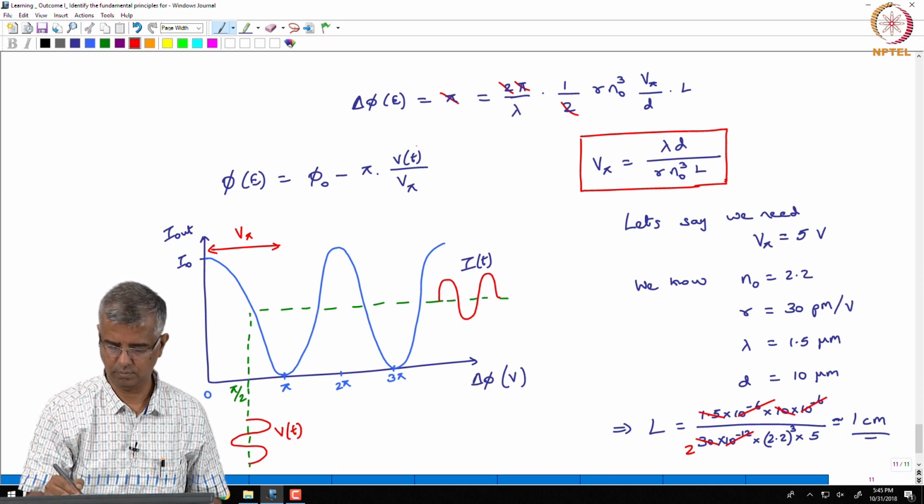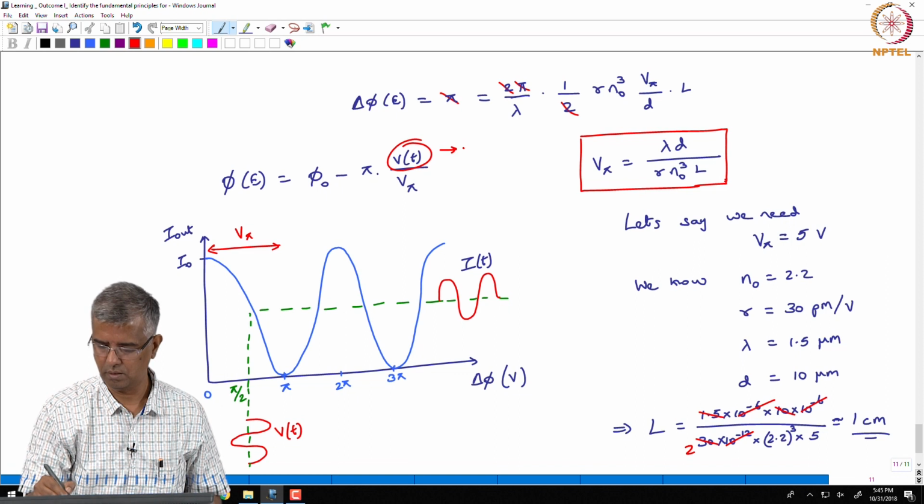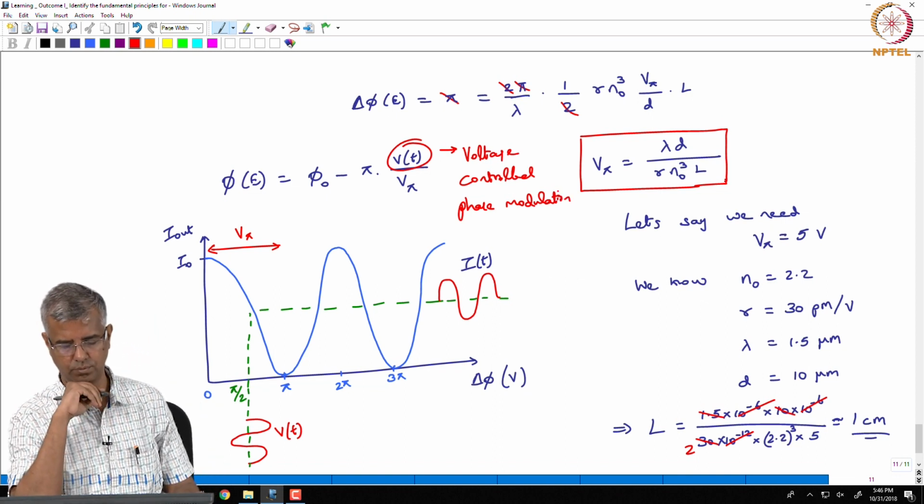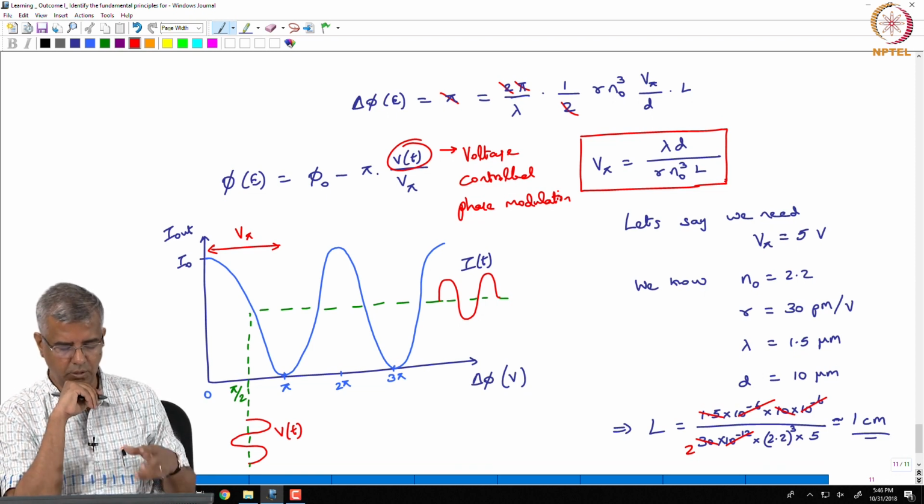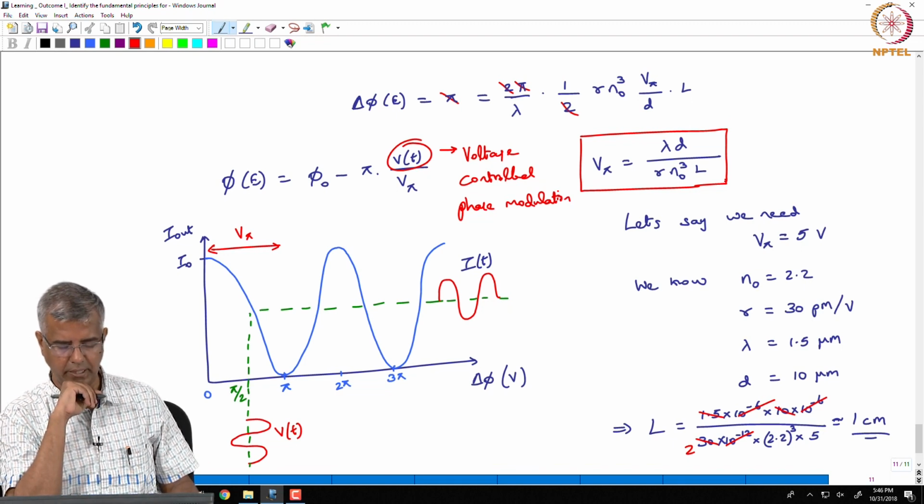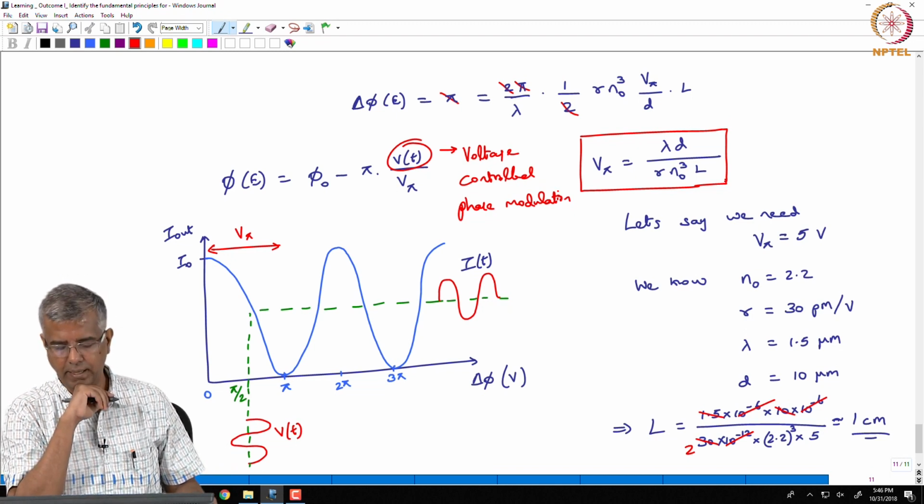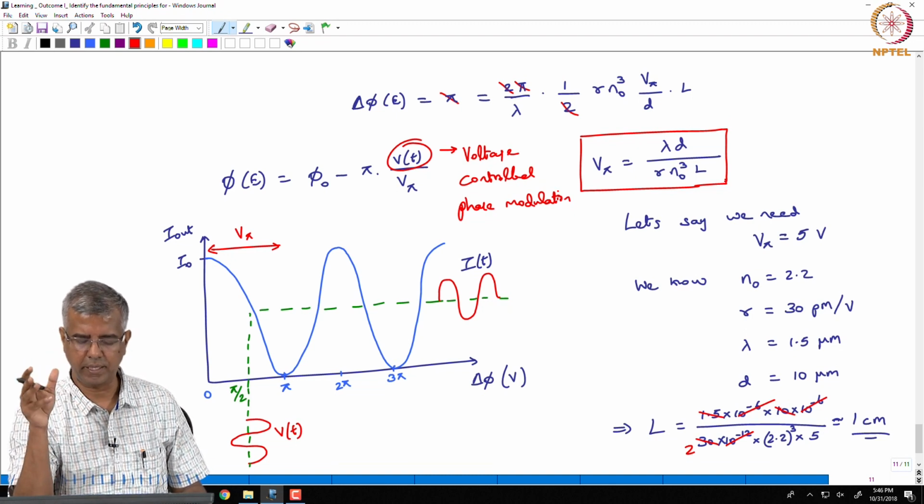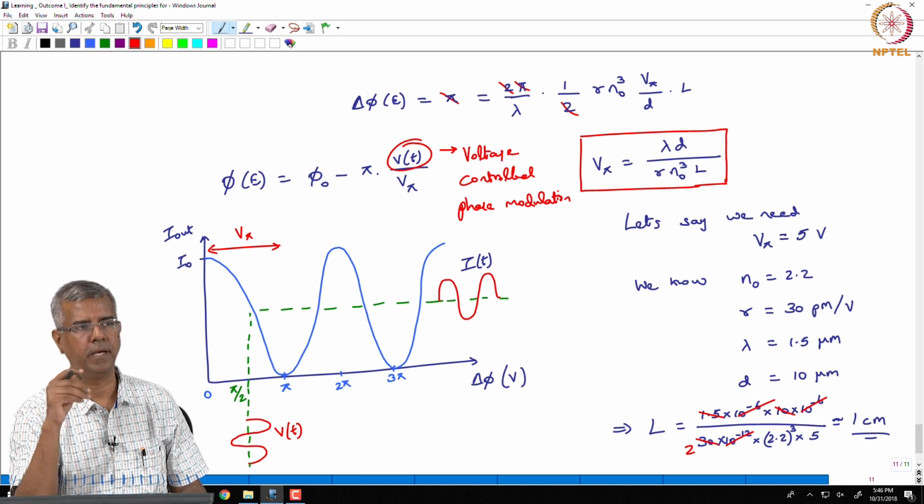So, this is voltage controlled phase modulation. Voltage controlled phase modulation, which when we incorporate into a Mach-Zehnder configuration, you have a voltage controlled intensity modulation. Okay. Now, of course, there are applications like in modern day communications, you play around with the phase.